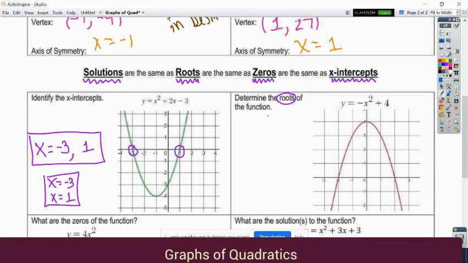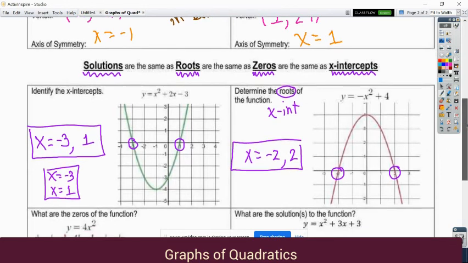When you go to the right, determine the roots of the function. Looking for roots, it purely means that you are looking for x-intercepts. Check out that graph, find your x-intercepts. So these roots, these x's, are happening at the -2 and at the +2, where we had on that graph.